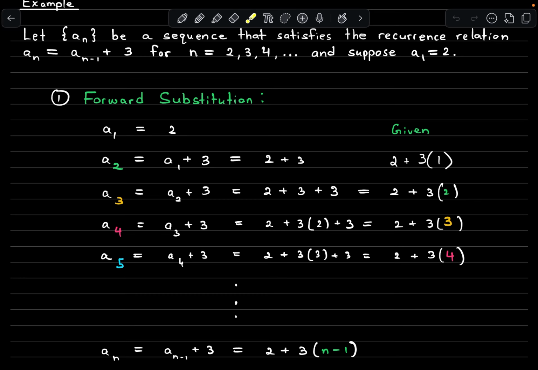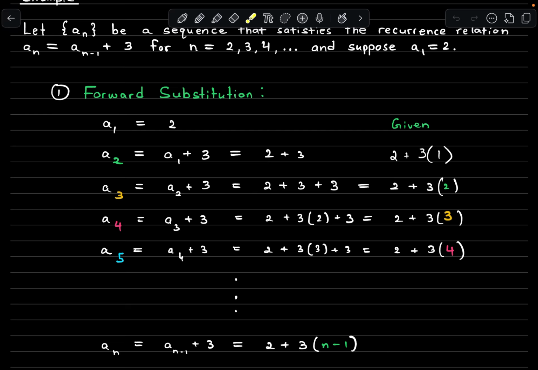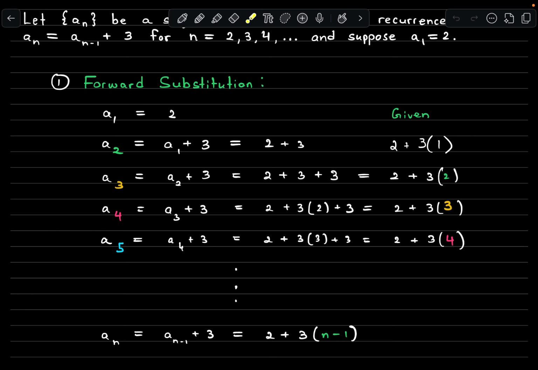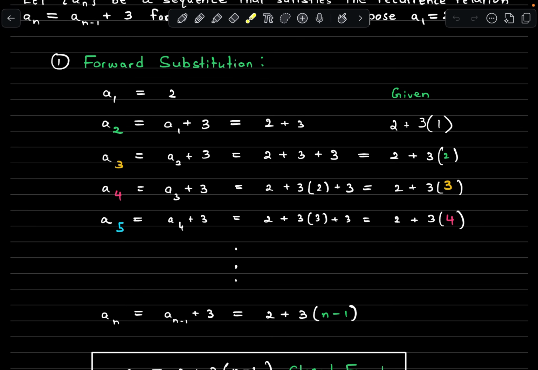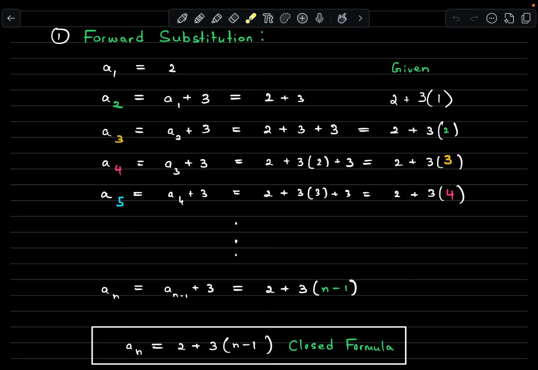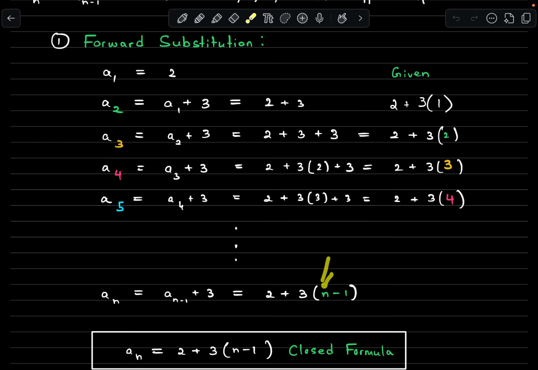So I can now generalize this in the following format. A sub n, which is equal to a sub n minus 1 plus 3, is the same thing as 2 plus 3 times n minus 1. Okay, so this right here is my closed formula, and this is what would allow me to figure out a sub 4,000 or a sub 82 million or something like that, right? This no longer depends on the previous term. I now just need to know my index. So whatever index I'm interested in, I can plug that in directly into here and figure out my formula.